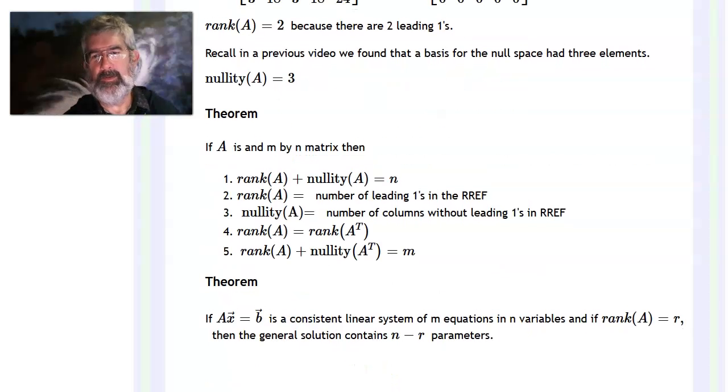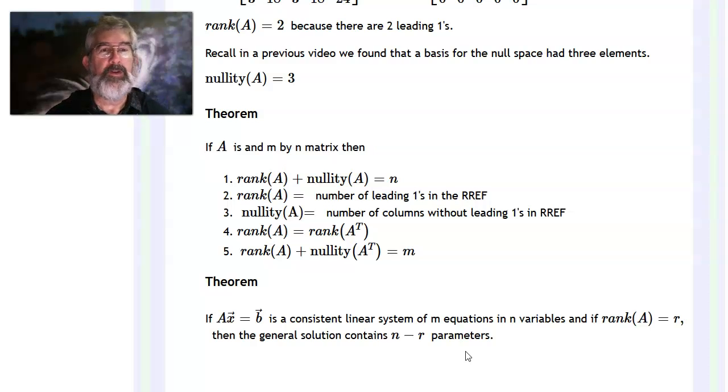And lastly here for this video, this is a theorem that we've seen a couple times before, but again, just new terminology allows us to say it in a different way. It says, if Ax equals b is a consistent linear system of m equations and n variables, and if the rank of A equals r, then the general solution contains n minus r parameters. Okay. Remember, we've seen this before, that you can describe the solution set of a non-homogeneous system by finding one solution and then adding on all of the things from the solution set of the homogeneous system.